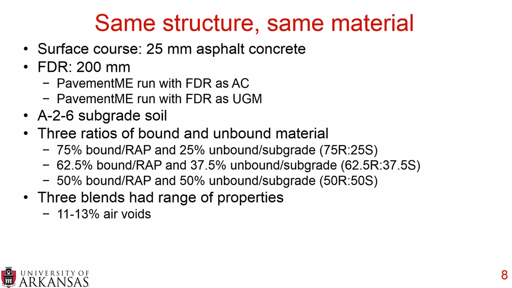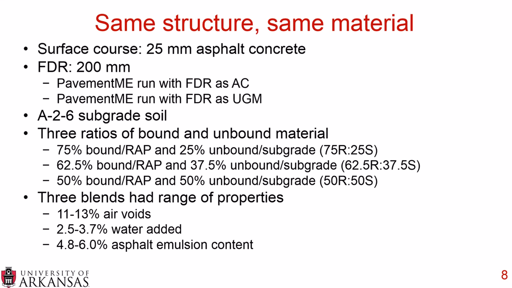She did full mix designs for those 3 ratios of bound and unbound materials, and the mix designs had anywhere from 11 to 13% air voids. About 2.5 to 3.5% water was added in order to get the coating that we needed for the asphalt emulsion, and then 4.8% to 6% asphalt emulsion content. So this is a really nice little study because we looked at different amounts of RAP and unbound material, and then we did the mix design. So we were also kind of looking at these influences of the different materials as well.